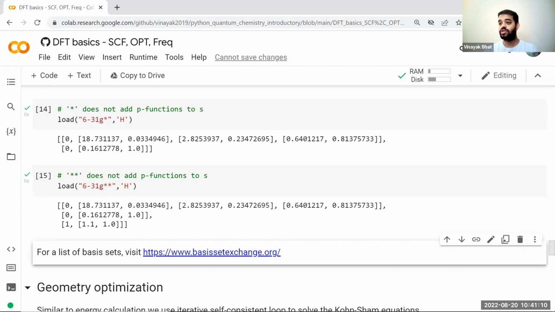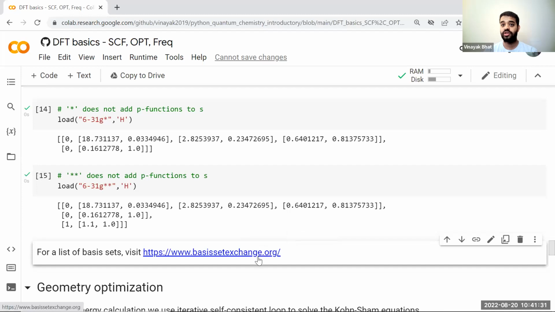Okay. So any questions so far? So this is all about the theory. We looked at how H psi is equal to E psi. We saw the H part, which is the density functional for DFT. And then we saw the psi part, how we are going to use the basis sets for this.